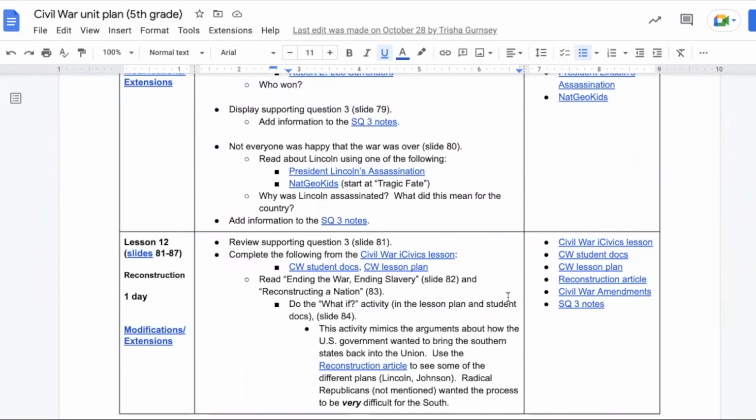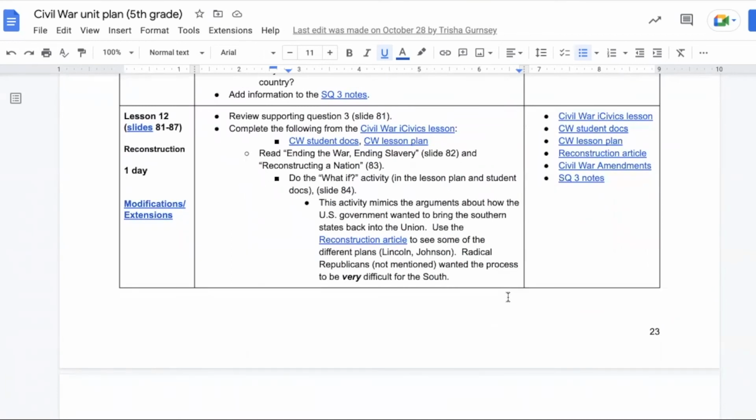Again, don't spend a ton of time on this topic or give too many details, as this is something that is hit again in 8th grade social studies. Lesson 12, we touch on Reconstruction, again, a topic hit again in 8th grade social studies.